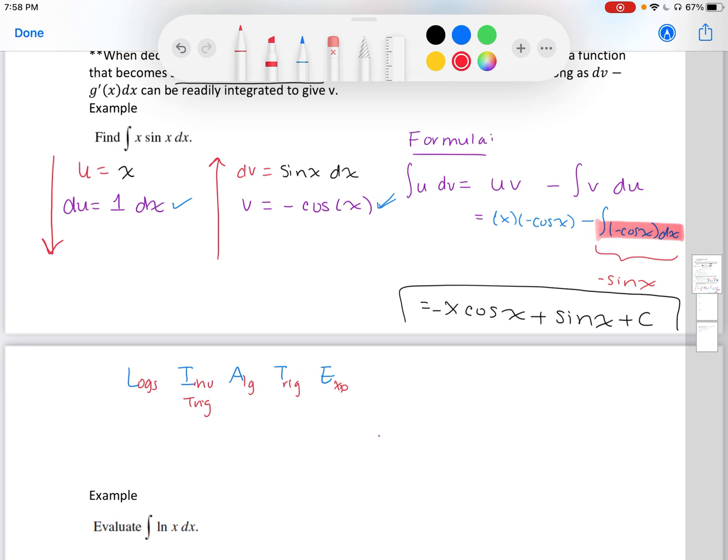So again, the first one, that's a little star. The first one you have in your problem should be the u.